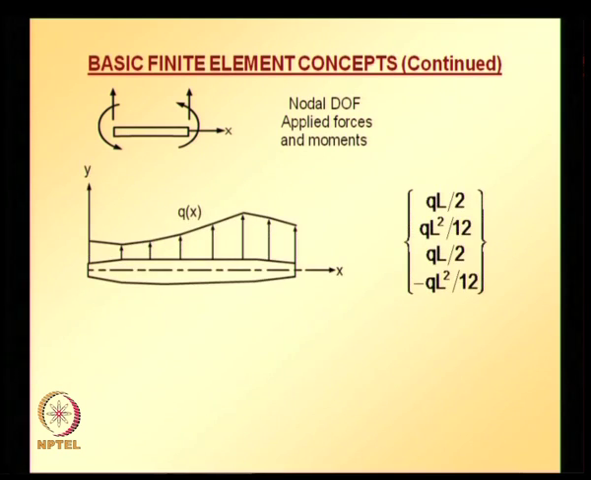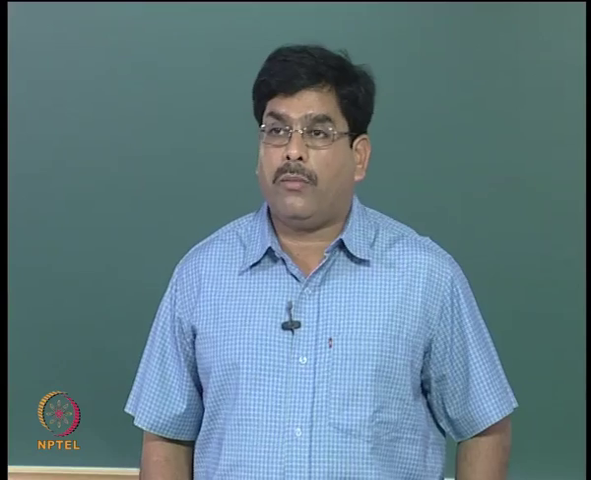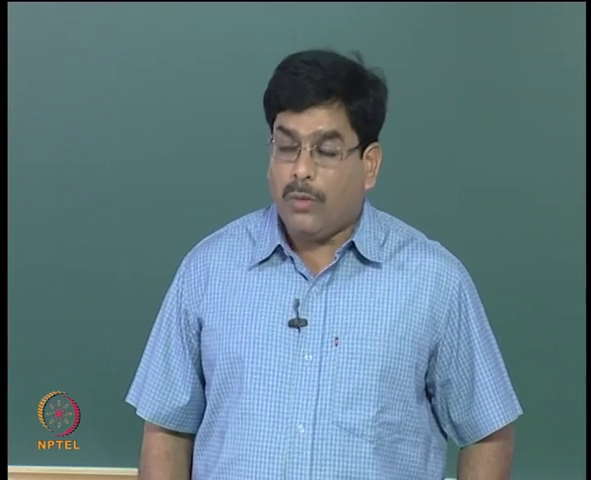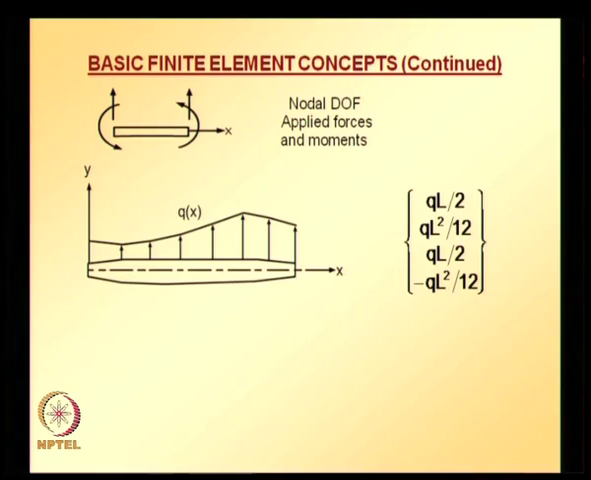And with this sign convention for the 2 node beam element, for a constant value of q, that is uniformly distributed load, we obtained the load vector to be this one. The equivalent nodal loads include load and moment at node 1 as QL over 2 and QL square over 12, and QL over 2 and minus QL square over 12.